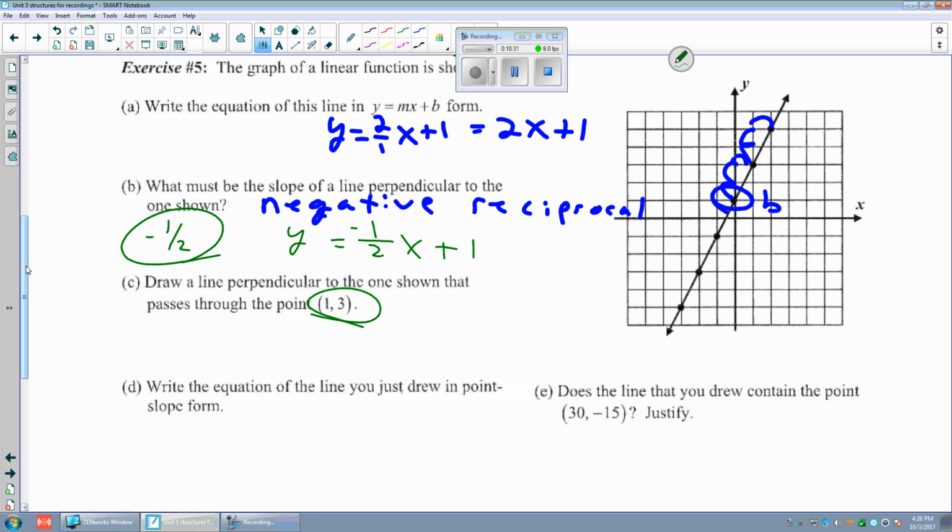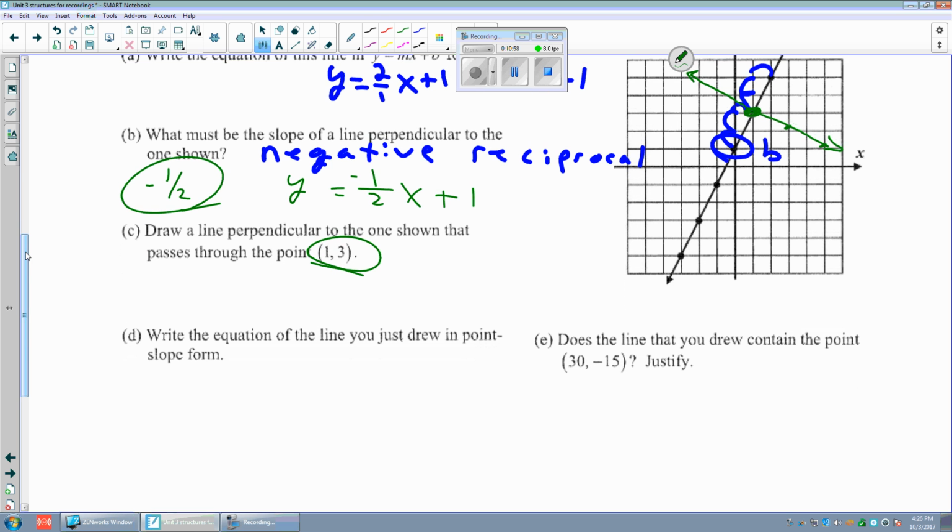Okay. Passes through the point 1, 3. Right there. Let's pass through that point. 1, 3. Remember, go in the x direction first, then the y direction. 1, 3. Now, negative 1/2. Down 1, to the right. Down 1, to the right. There we go.